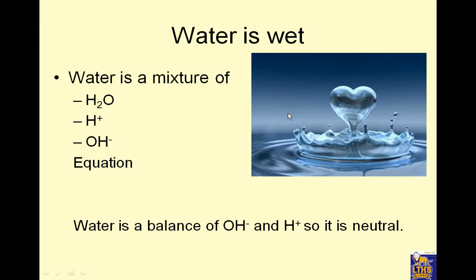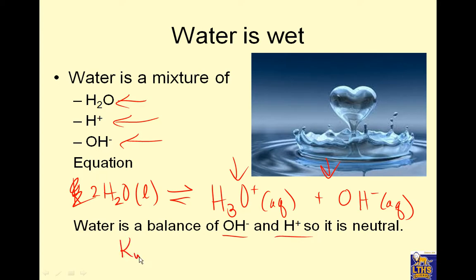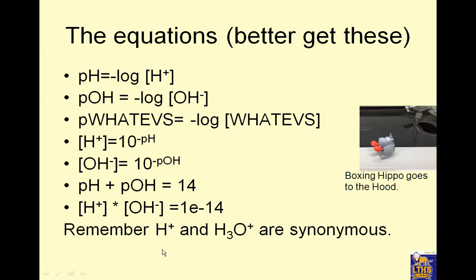Water's wet. And since it is, there's some H2O, H plus, and OH minus. We did this in class. H2O liquid hits the other H2Os and turns into hydronium and hydroxide ions. Because every time you get one of these, you get one of these, you have equal amounts of H plus and OH minus. So that means our KW is on the next slide.